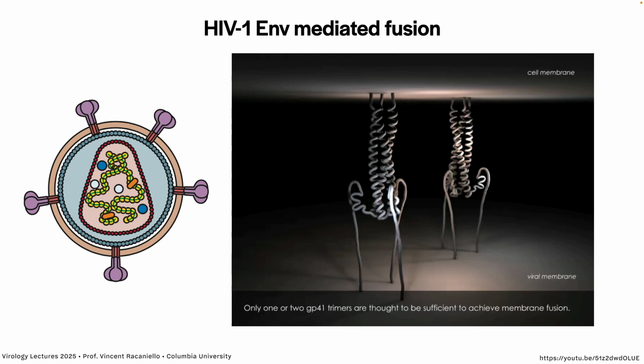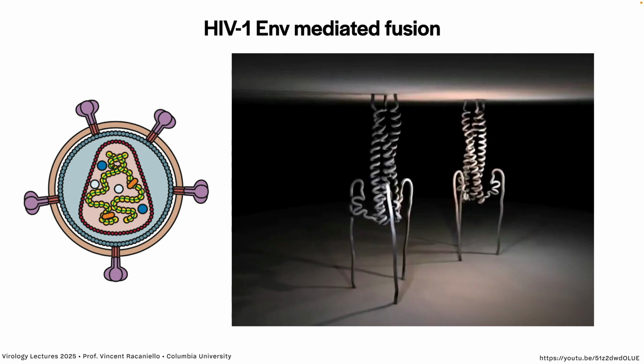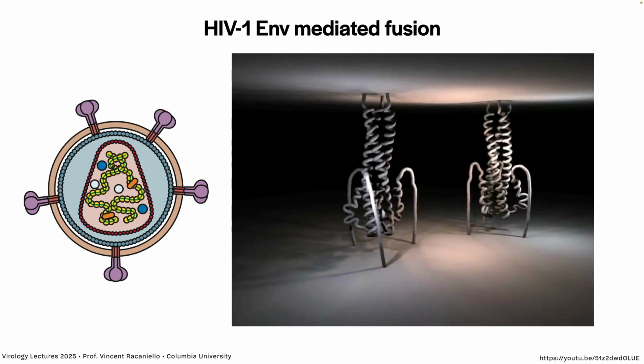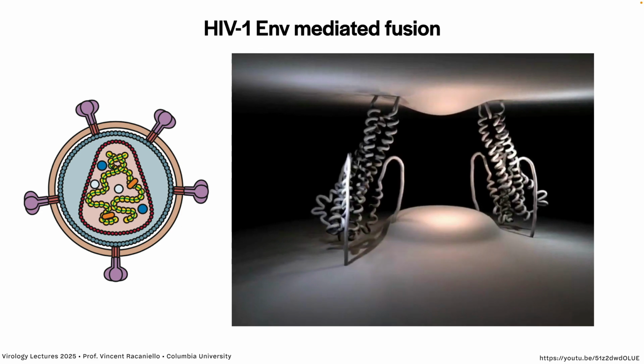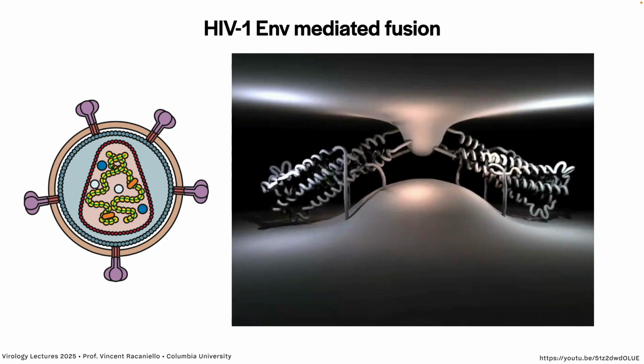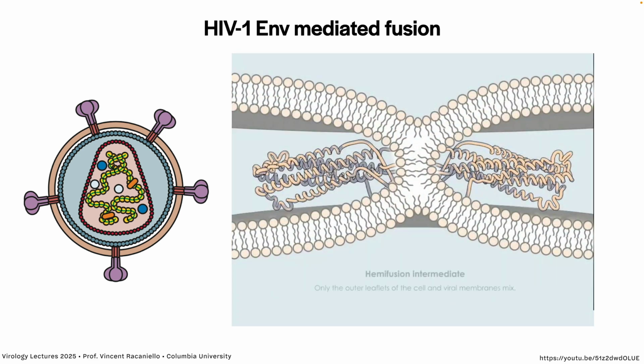So now the fusion peptides have been extended due to the second receptor interaction. These proteins don't like to be in this conformation. It's not energetically favorable. So they're reorienting, and in so doing, they're pulling the membranes close together, and eventually they're going to fuse, okay? First the outer leaflets will fuse, and then the inner leaflets will fuse, and you will have a pore going through them.